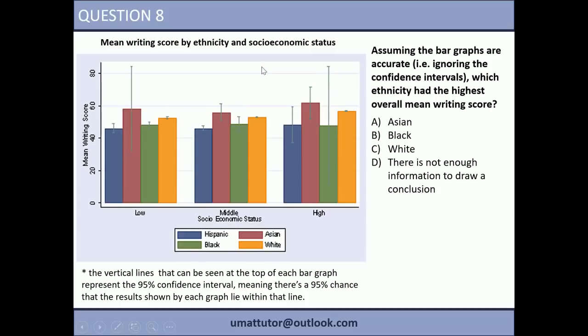And you have to consider that maybe the high group, just as an example, is weighted more heavily. Maybe there's more people in that group. And if that's the case, then on average, the Asian population might have a lower mean writing score. But, as I mentioned before, because in all three socioeconomic groups, the Asian population is highest, we can say with confidence that the answer here is option A.